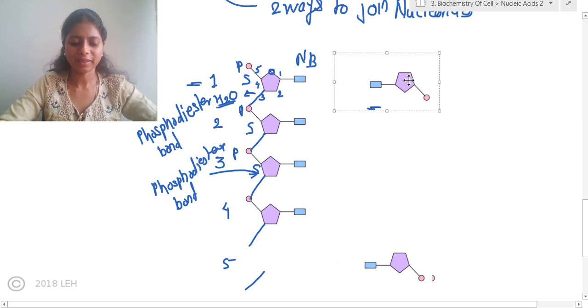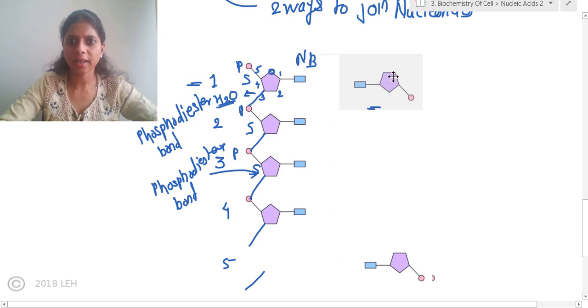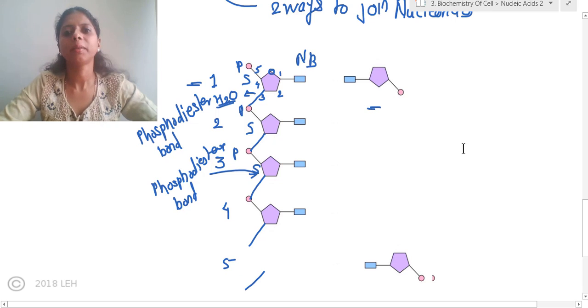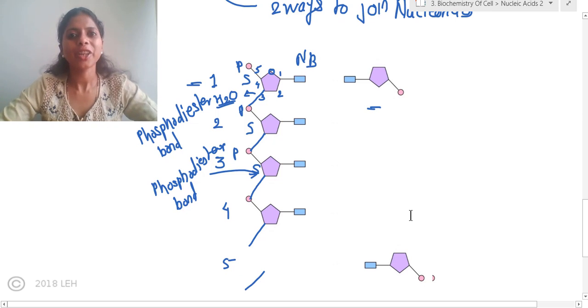Okay, so let us try to join it. This is the first nucleotide I have taken. I'll align it in front of the other strand. Now they both are in a straight line. So let me take a few more nucleotides and I will explain how exactly they join to one another.